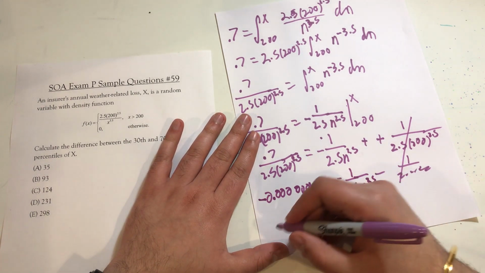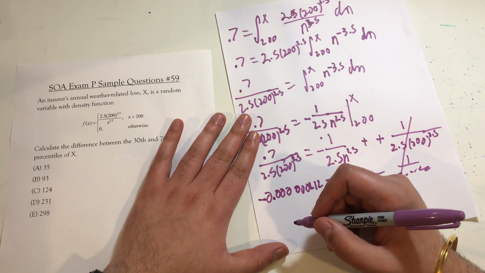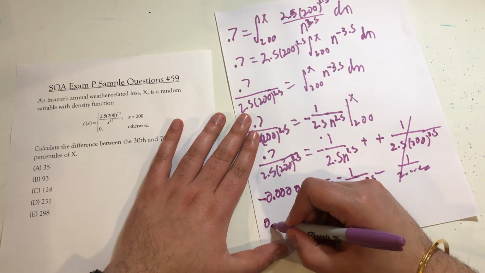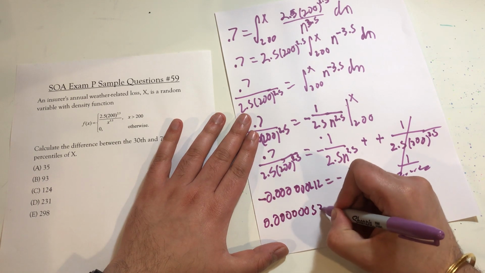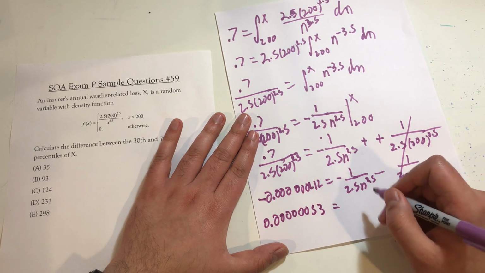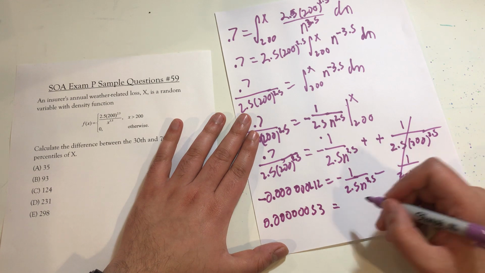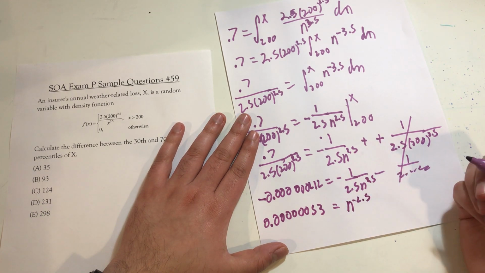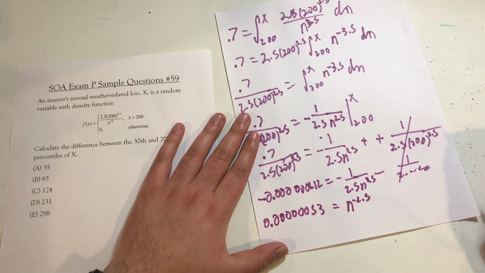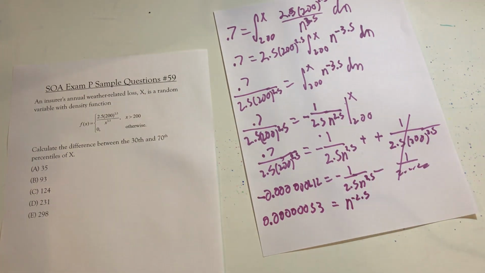And I'll get 0.0000053 is equal to, instead of 1 over n to the 2.5, I'll just write that as n to the negative 2.5, like that. And lastly, I'll just do a negative 2.5 root to both sides. That's something I'm able to actually do on this calculator.